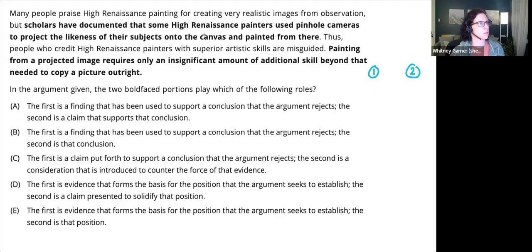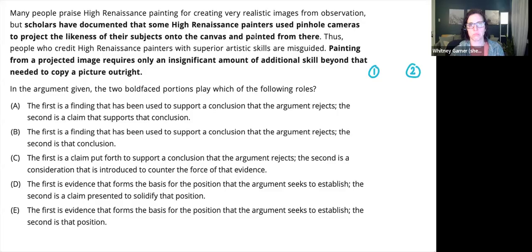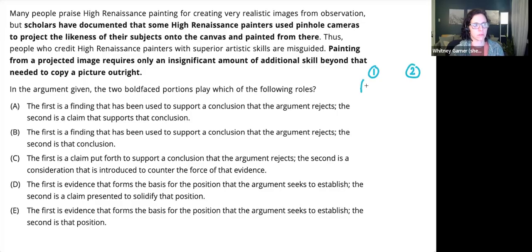So the first bold: scholars have documented that some high Renaissance painters use pinhole cameras. That sounds like a fact. And the second one, painting from a projected image requires only an insignificant, well, now hold on. To say that painting from a projected image requires only an insignificant amount of additional skill, that feels a little opinionated. That's a belief. I would argue that this might be an opinion. So finding, that's a fact. Claim, ooh, that one's not. So we can get rid of C.